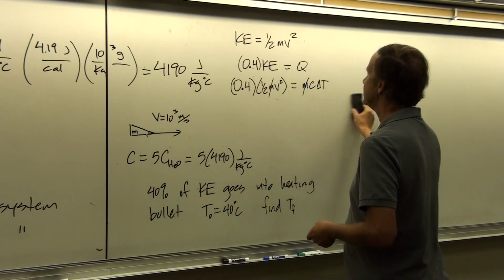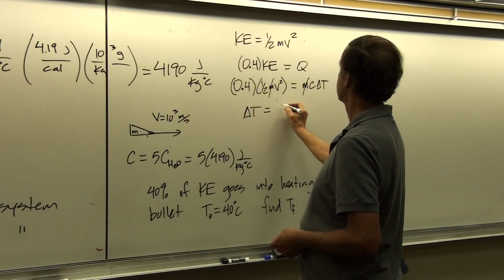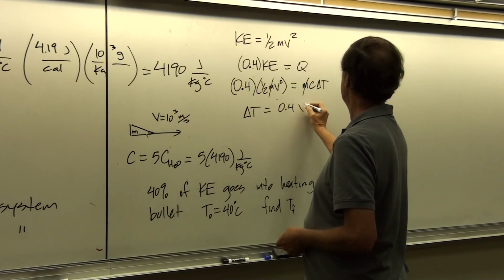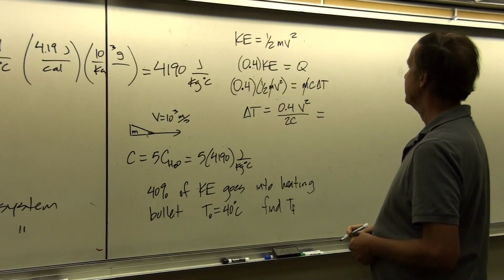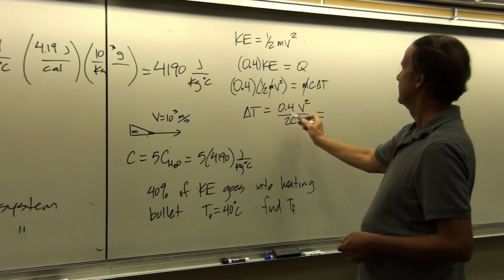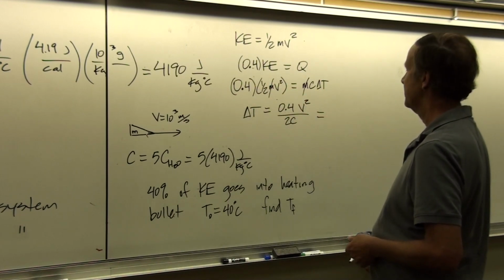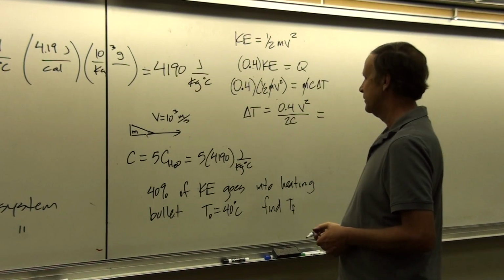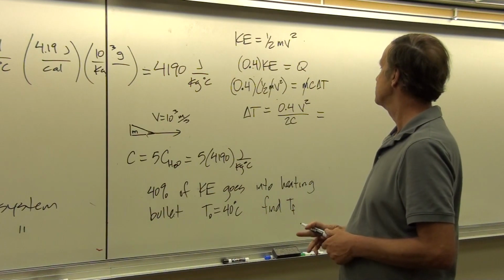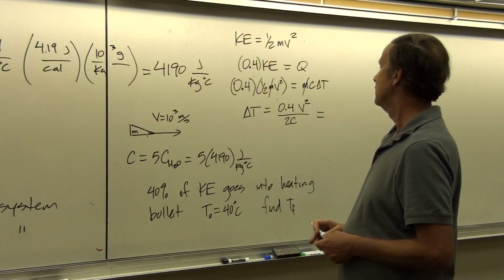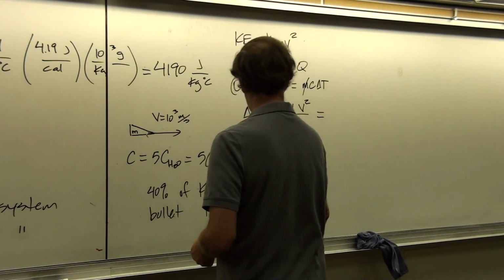And so we could write this as delta t equals 0.4 v squared over 2c. Here we've got the 2, and then we bring the c down, and so we're just solving this for delta t. Now you could write delta t as t final minus t initial, but let's do that at the end. In other words, let's just find the change in the temperature first, and then we'll find t final from delta t is t final minus t initial.